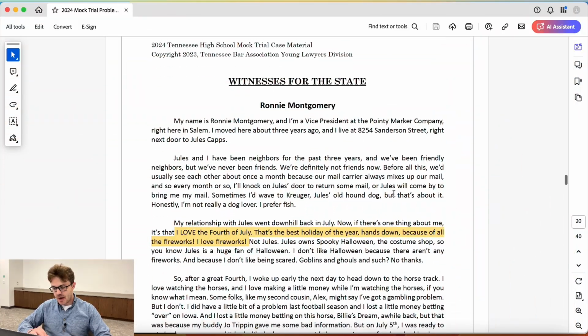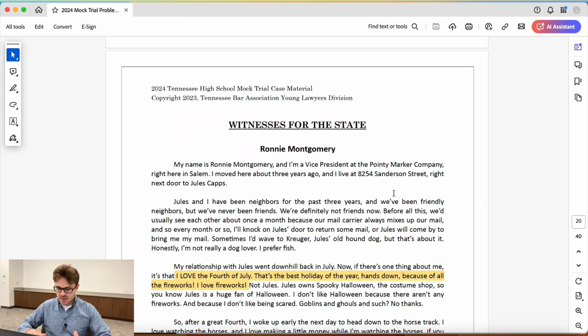And to start out, we're just going to open the witness statement and take a look at it together. Now, for a little bit of context, this is a witness statement, as you can see at the top there, from this past year's Tennessee high school mock trial case. The affidavits and witness statements in Tennessee are really short and to the point, so they're great to look at for an exercise like this one.